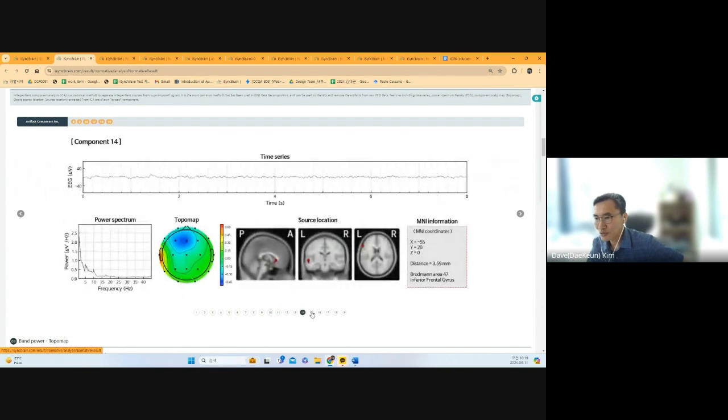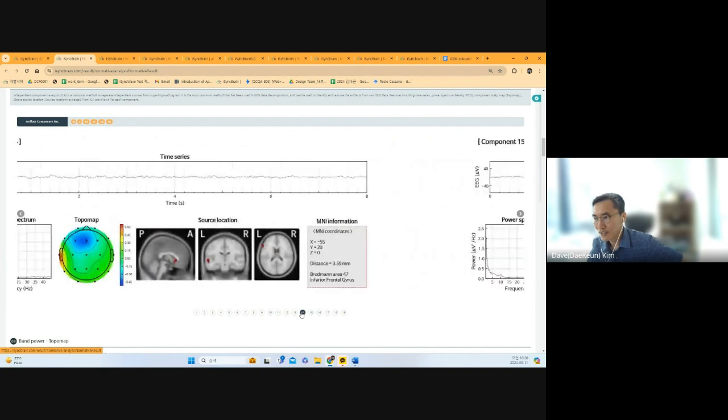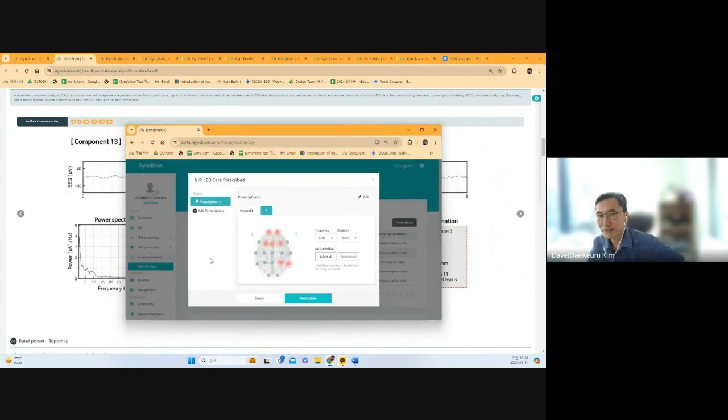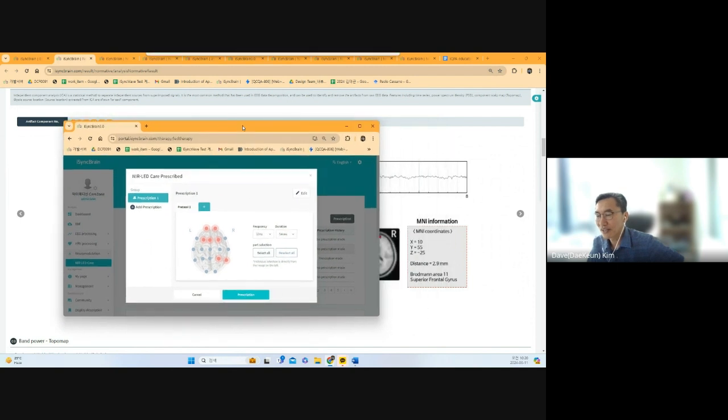And she also has the frontal slowing like this, number 13 and number 14. This is the frontal slowing component, the frontal slowing source. We can target that frontal area for the TMS or the PBM like this. And then we can monitor the change of progress using another follow-up scan.